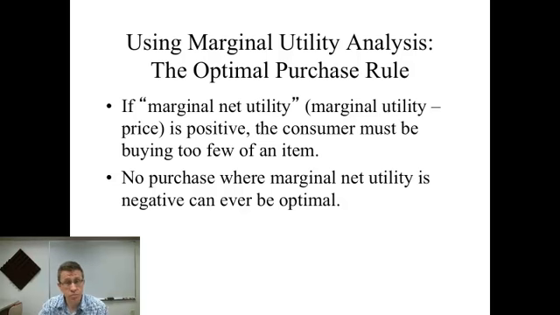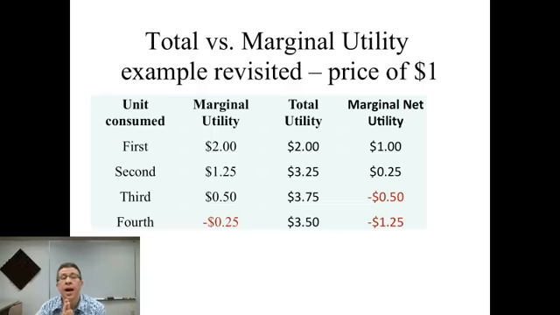Okay, I hope you paused it and attempted the question. At a price of $1, marginal utility is $2. Marginal net utility is $2 minus $1, $1. For the second unit, the marginal utility, the extra satisfaction you got from consuming unit number 2, is $1.25, which means the marginal net utility is a quarter. The third unit, the marginal utility is 50 cents. Well, if you have to spend $1, your marginal net utility is negative 50 cents. For the fourth unit, the marginal utility is negative 25 cents, which means the marginal net utility is negative $1.25.